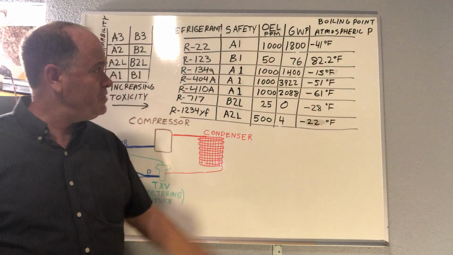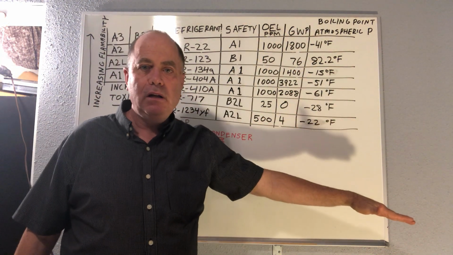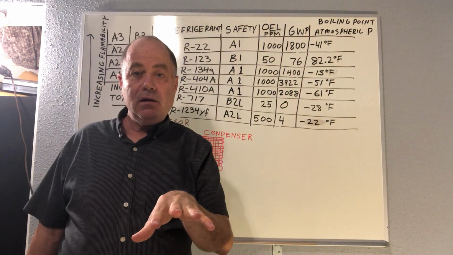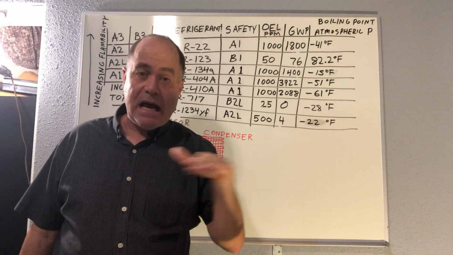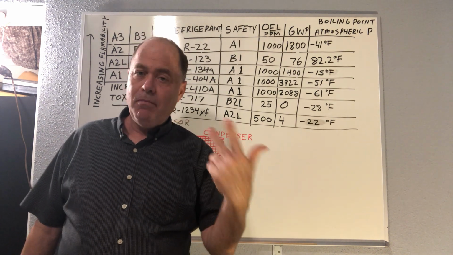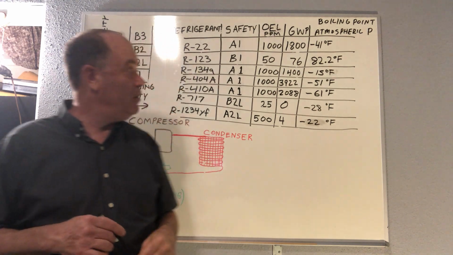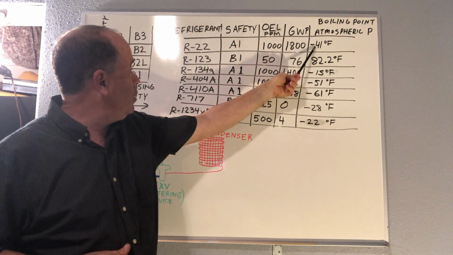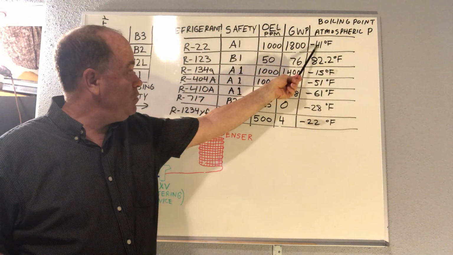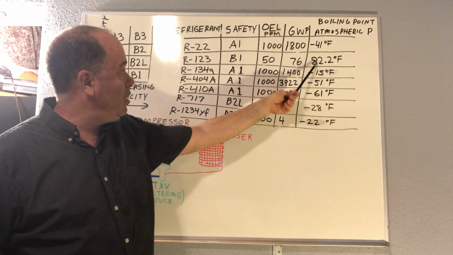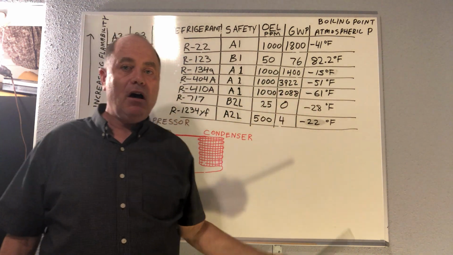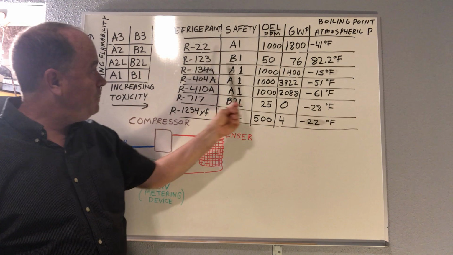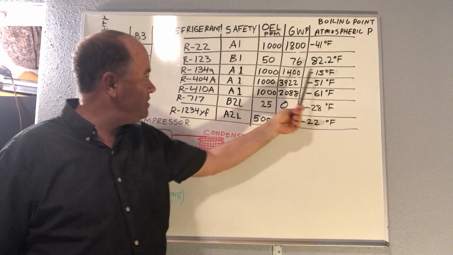Okay? Also, you'll notice that refrigerants boil at atmospheric pressure at low temperatures. Again, water is R718. Water at atmospheric pressure, if you're sitting at the beach, boils at 212, right? But a lot of these boil at much lower temperatures. R22 boils at negative 41 degrees. R123 is 82.2 degrees, and because of that it operates at a very low pressure. R134A is negative 15, really negative 15.7.